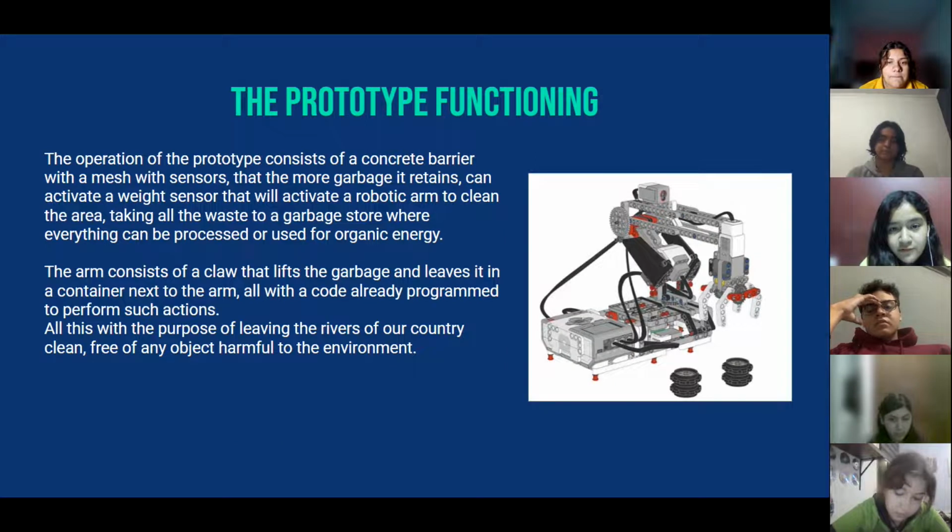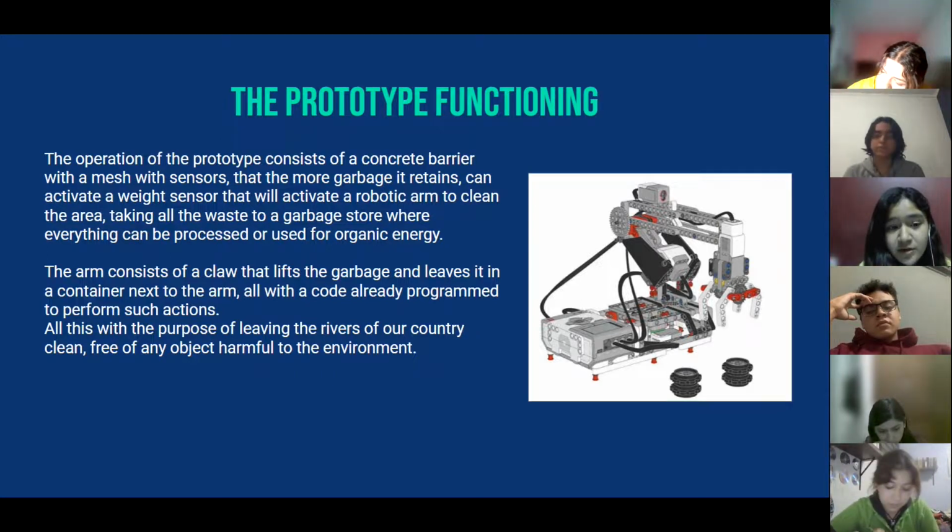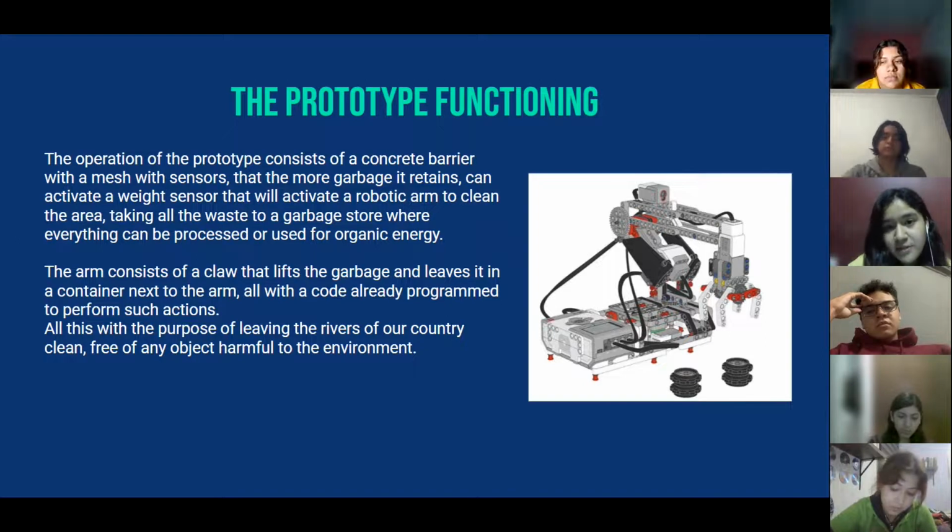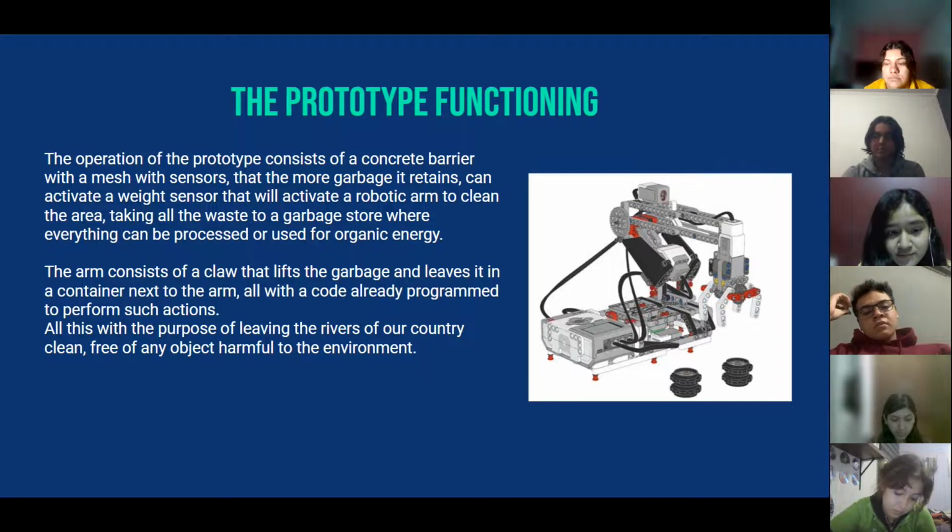Now, for the functioning of our prototype, our model consists of a concrete barrier with a mesh, and it has a pressure sensor in the back that, as the mesh expands, it will reach the sensor and activate the robot arm. This way, it will clean all the garbage in the river and or dam, and it can be later used or processed to create organic energy.